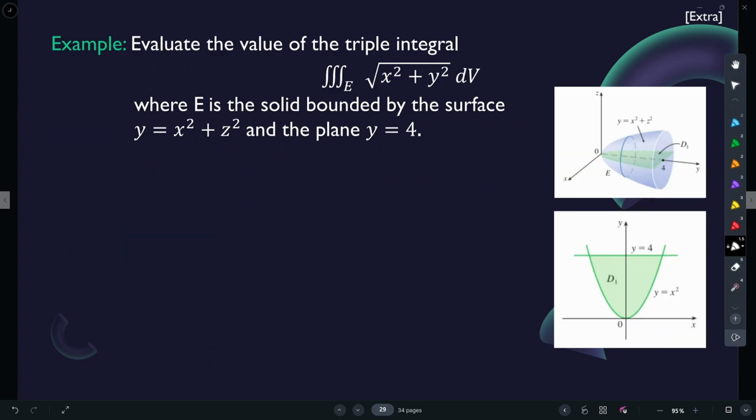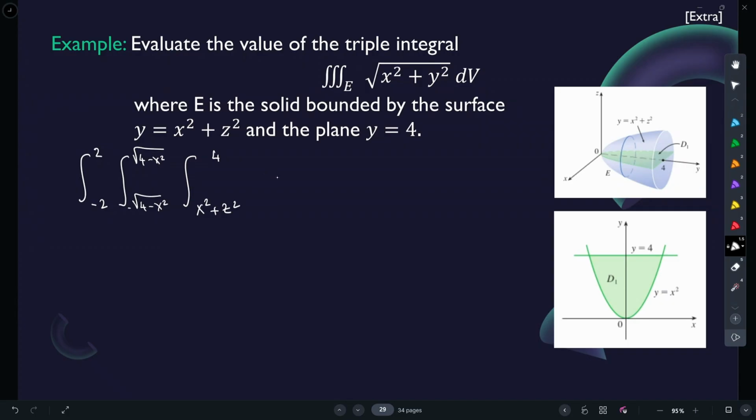That is the integral. It would be the integral for x from minus 2 to 2. The integral for z between minus the square root of 4 minus x squared to the square root of 4 minus x squared. And then the integral for y from x squared plus z squared to 4.